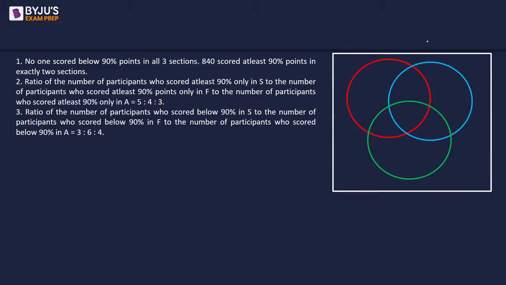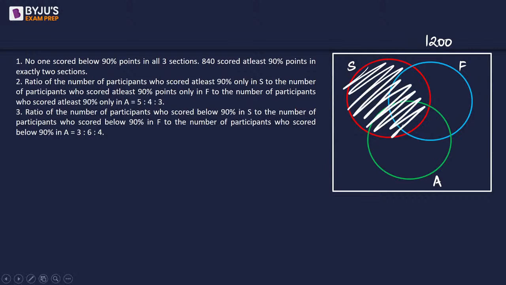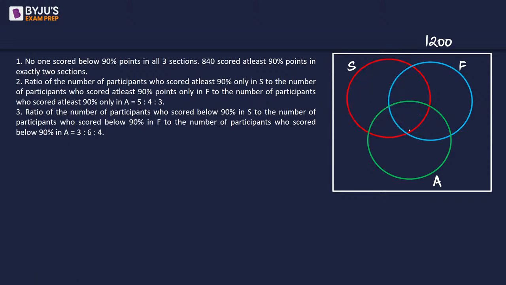So suppose this is the 3 set Venn diagram, and we have to be very careful. It was given that there are total 1200 students. ये denote करेगा parameter S, ये parameter F, ये parameter A, right? Each circle represents those students who have scored at least 90% points in that particular section or in that particular parameter. तो यहां पर कौन है? यहां पर वो स्टूडेंट्स हैं जिनको कम से कम 90% आया है S में. Okay. Similarly F, similarly A.